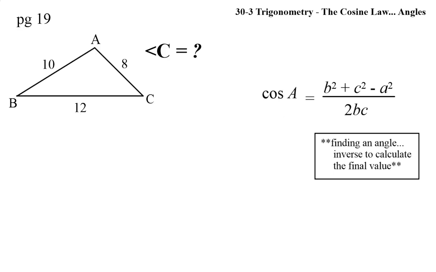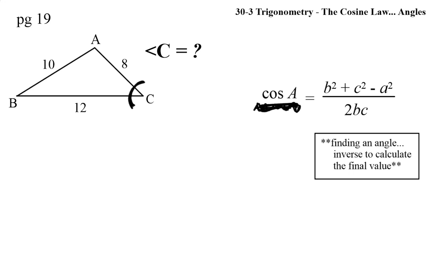Same question, but now we want angle C. Like we talked about with the other cosine, our formula works for cosine of A. But this time, we want to know what angle C is. Our formula works if we're finding angle A.